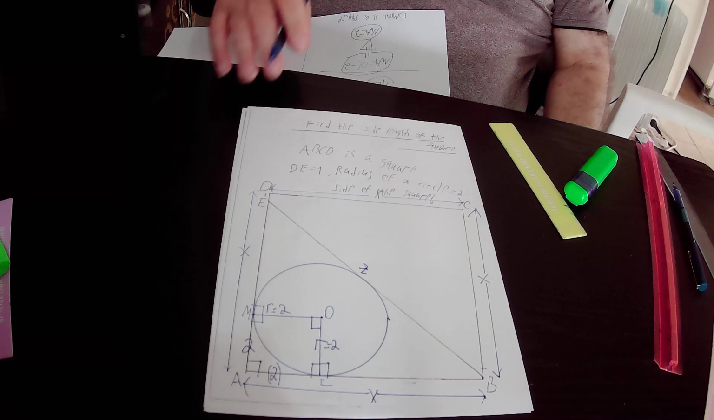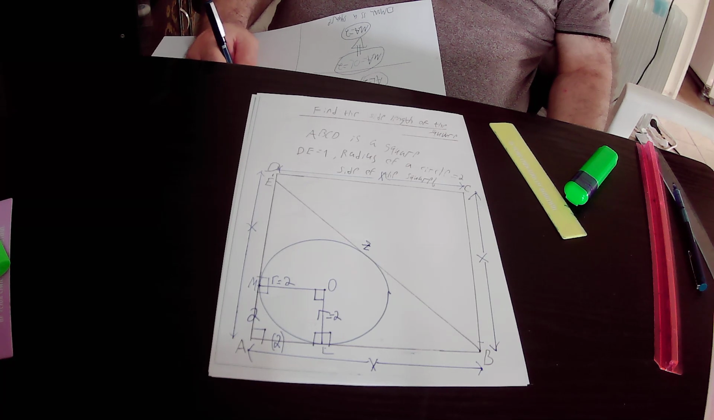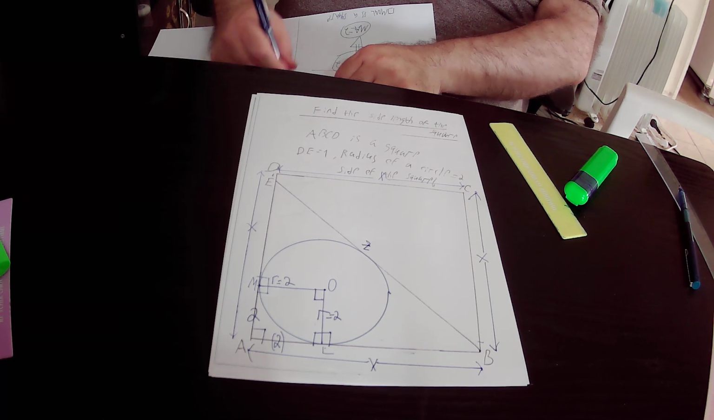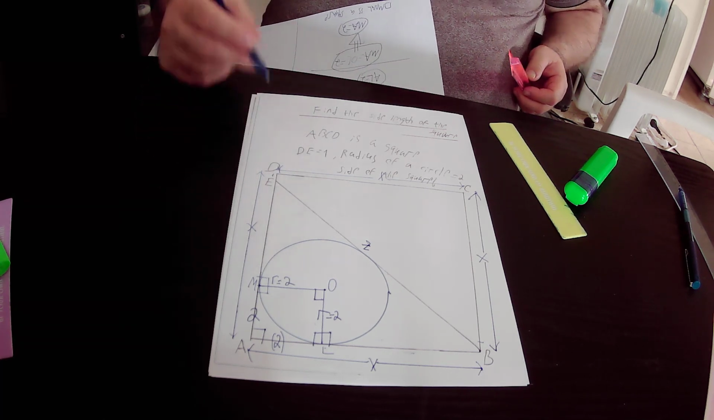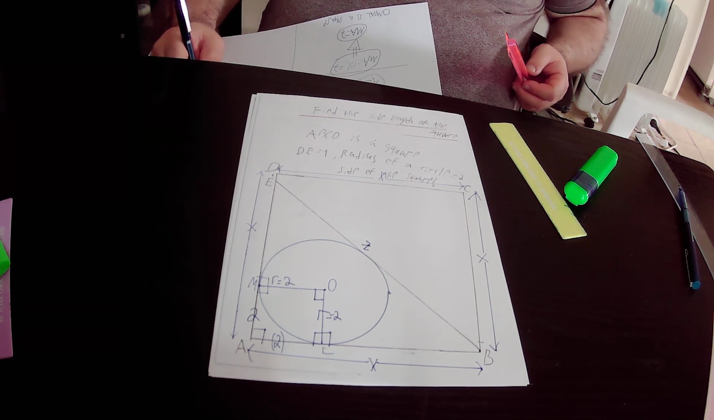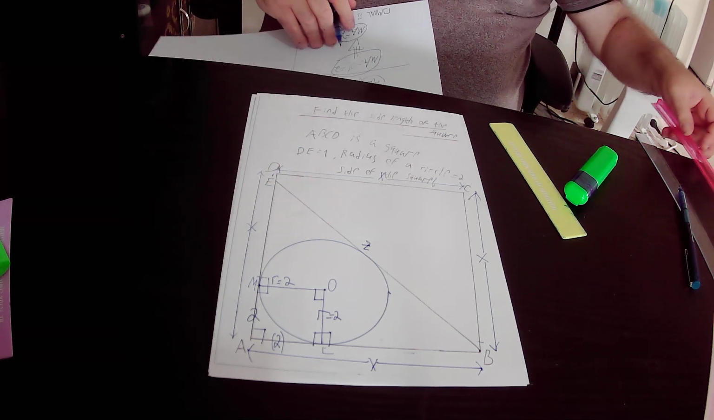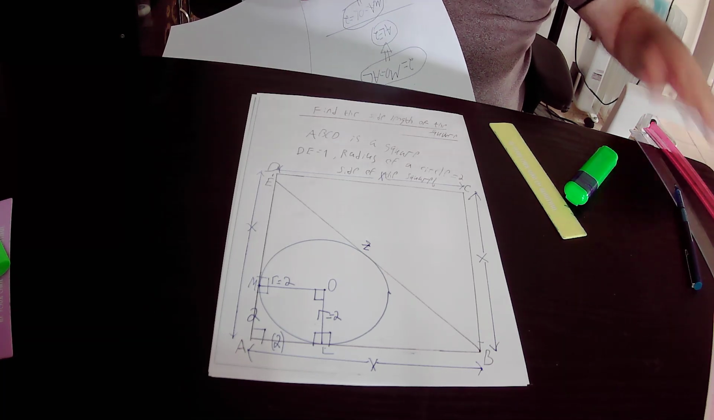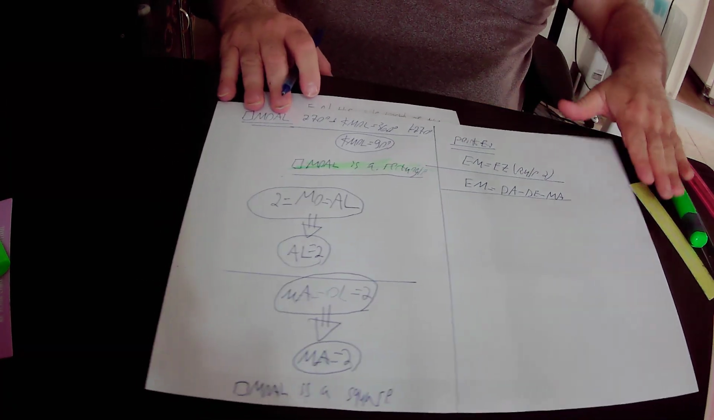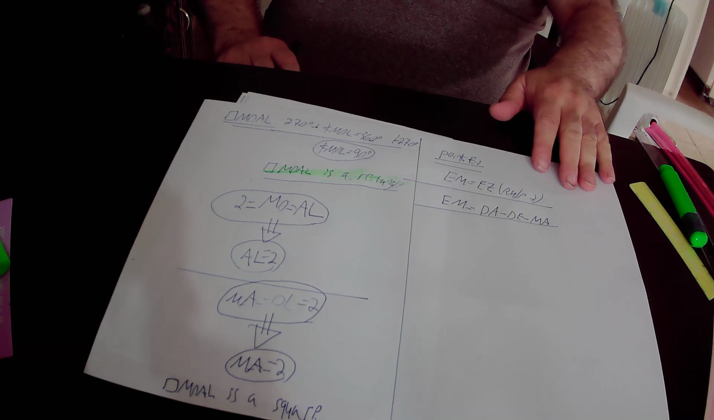What is the length of tangent EM? From the drawing it is very easy to see that the length of tangent EM is equal to DA minus DE minus MA. I repeat again. The length of tangent EM equals DA minus DE minus MA.